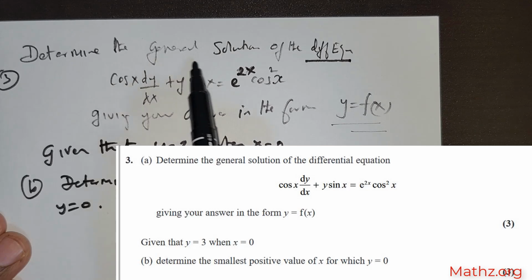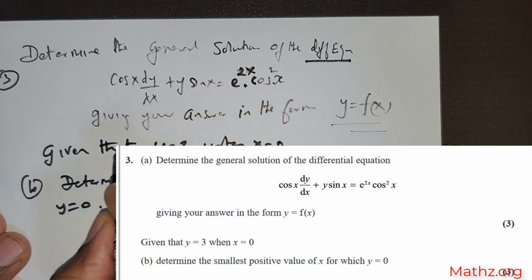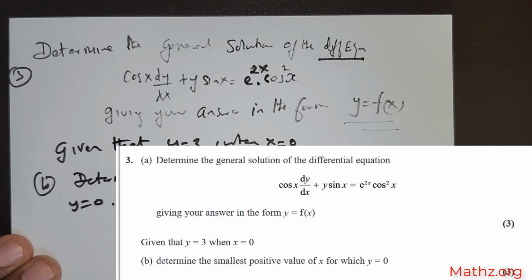So the question is, determine the general solution of the differential equation cos x times dy over dx positive y times sin x is equal to e raised to the power 2x times cos squared x. Giving your answer in the form y is equal to f of x. We are also given a condition y is equal to 3 when x is equal to 0.